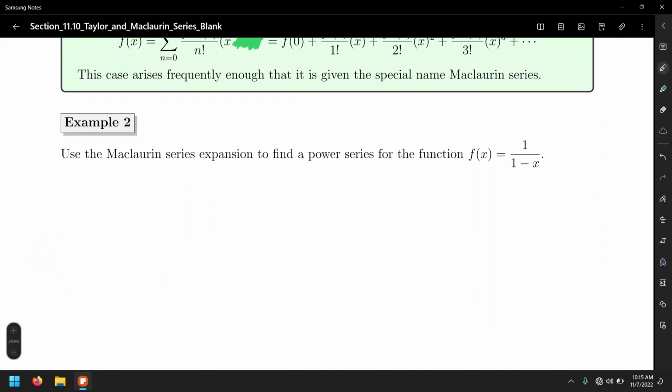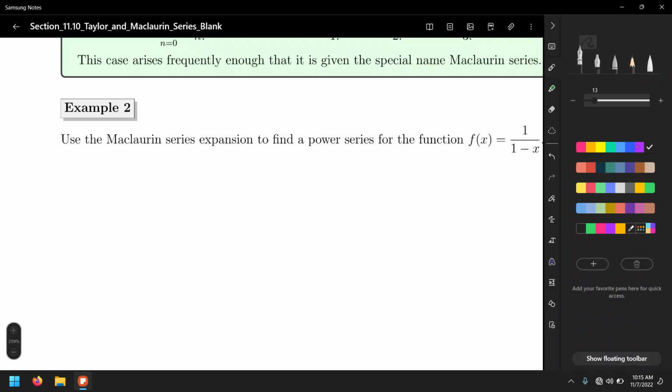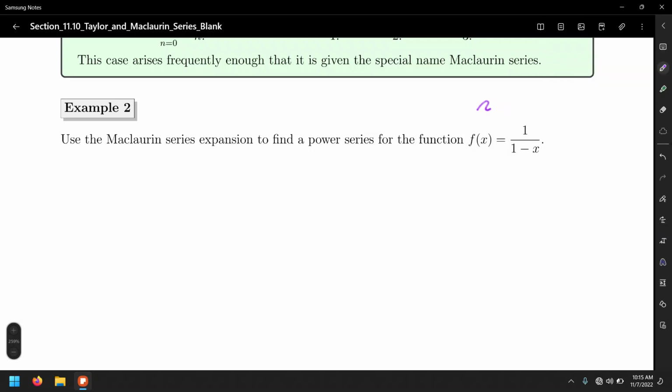All right. Use the Maclaurin series to find a power series for the function f of x equal to 1 over 1 minus x. In fact, this is the series that we used last time. For this, we got sigma n equals 0 to infinity of x to the n. This is the generalized geometric series. However, this time we are going to obtain this series using Taylor series expansion.